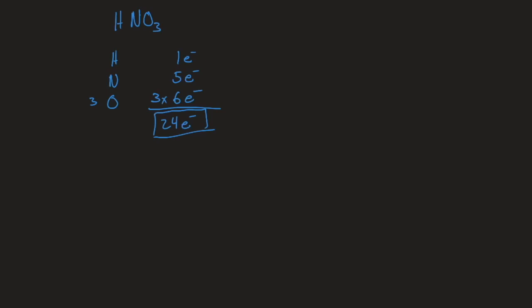And so the least electronegative atom in nitric acid, outside of hydrogen, is nitrogen. And so we're going to put nitrogen in the center. The remaining atoms are often spread evenly around. And so I'm going to start with the 3 oxygens.